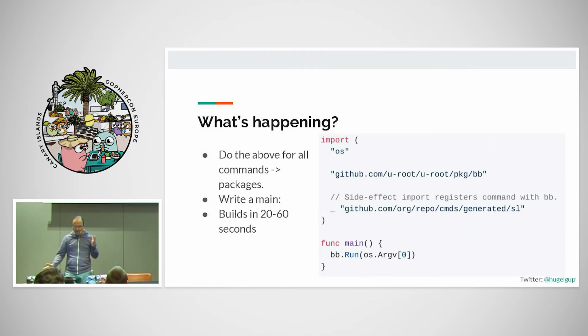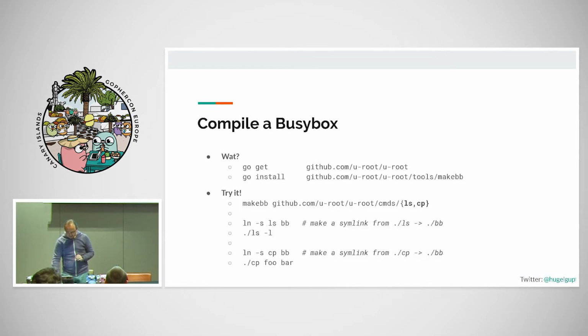What's left to do then is to write a main function that imports it all. Right? You do this for all commands that you want as packages. You import them with an underscore like this, since they use init to register themselves. And then this bb.run thing actually just looks at the map of things and says, if it's ls, I'll run the ls registered init and main, stuff like that.